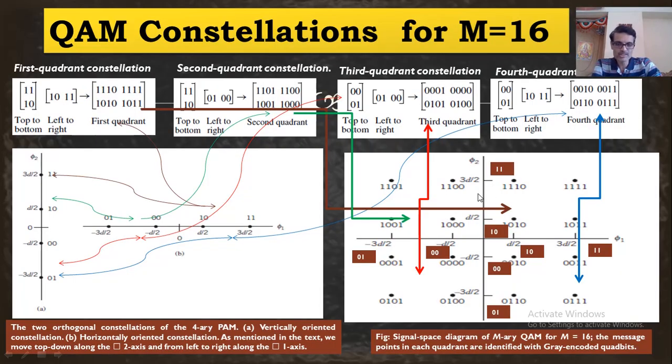So D by 2 here. D means again the Euclidean distance. So this is separated by this much of value here. D by 2, D by 2, 3D by 2, and minus 3D by 2. Fine. So this is how we can write a signal constellation diagram for M equal to 16 quadrature amplitude modulation method.